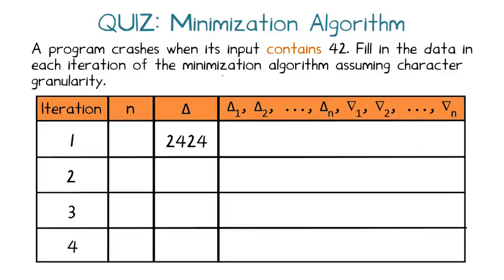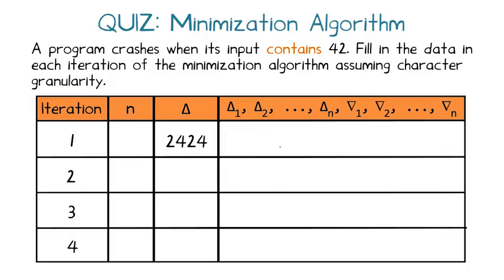Suppose a program crashes whenever its input contains the substring 42. And suppose we start with the original failing string 2424. Assuming that each elementary change consists of inserting a single character, let's see how the algorithm would minimize this string. First, begin by filling in the number of partitions we would make of the string delta, and write in the strings that would form our test cases.